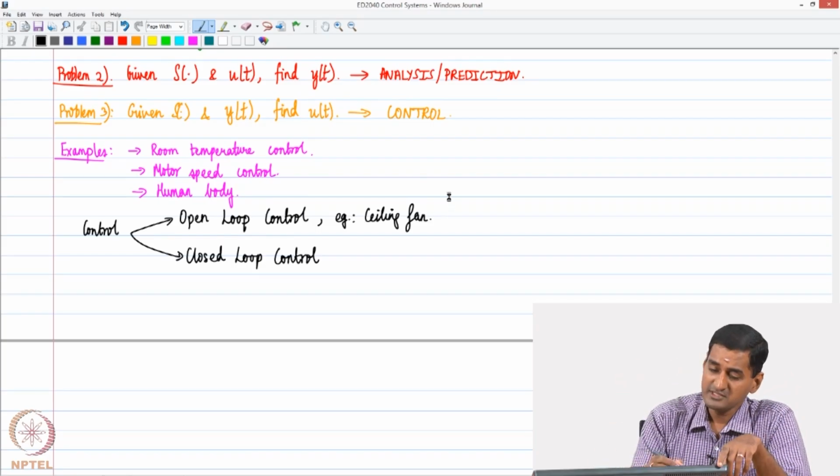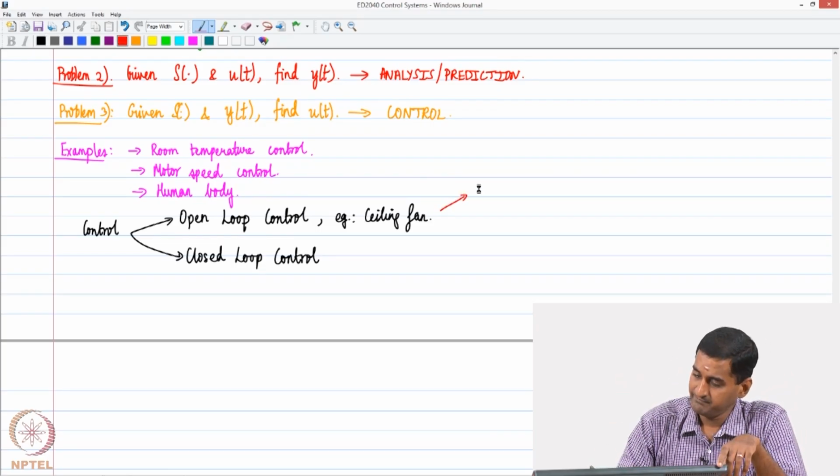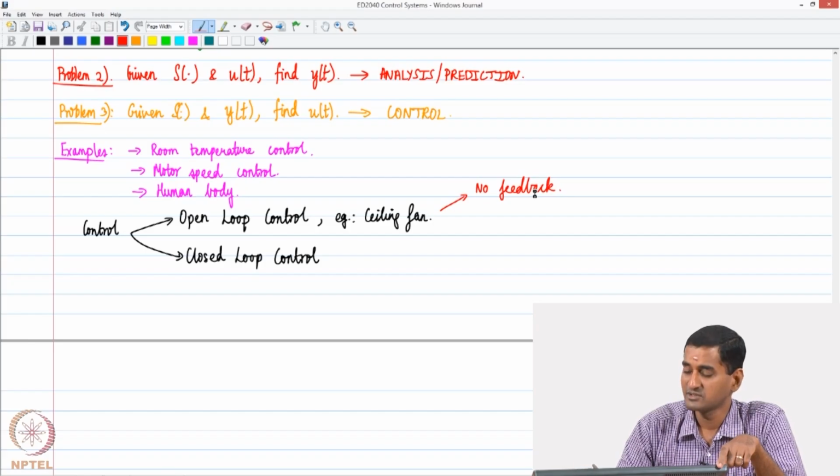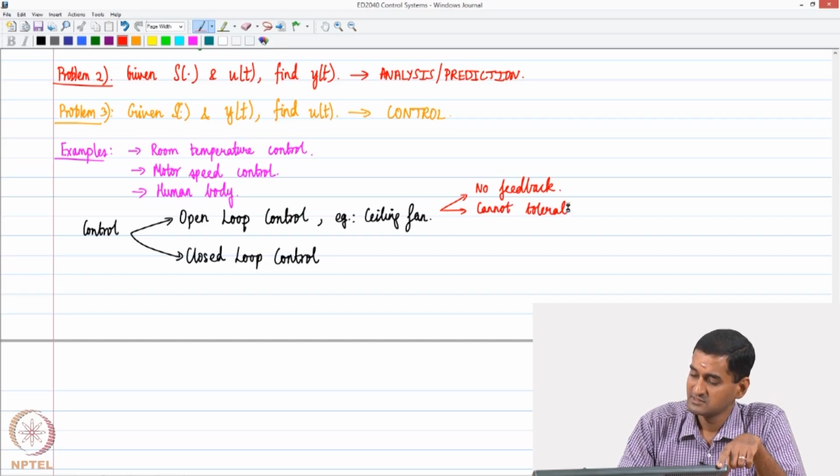So open loop control means what are the various characteristics. There is no feedback, we will shortly define what is called feedback, okay. So as a result there is no feedback in open loop control. So essentially it cannot tolerate disturbances, okay, it is not robust to disturbances and so on, okay. But on the flip side the cost and complexity are lower.